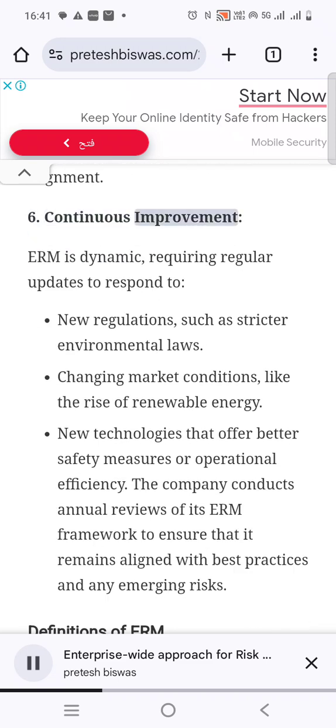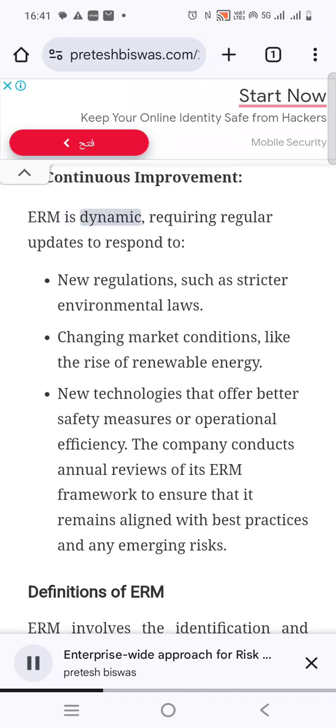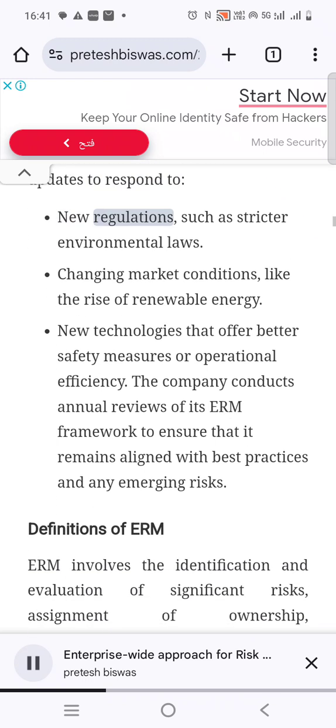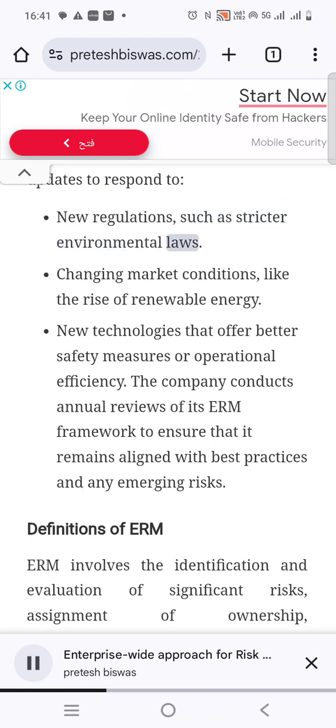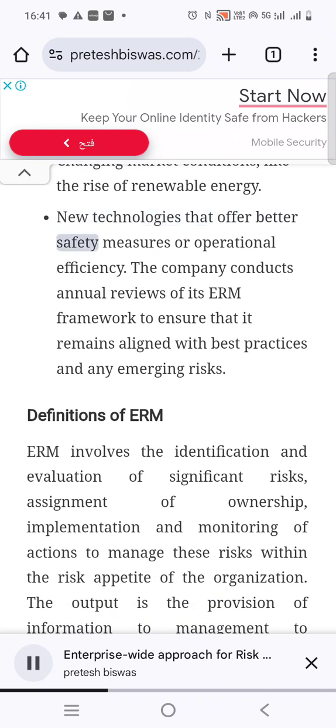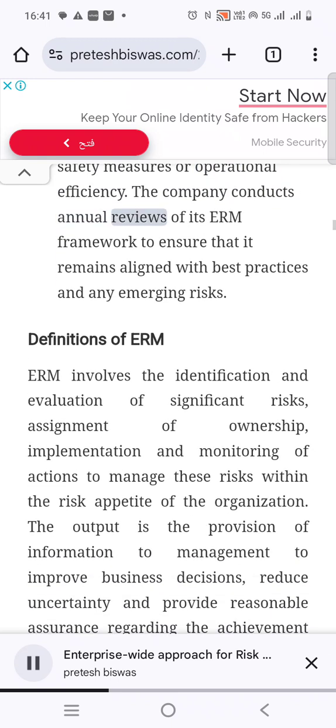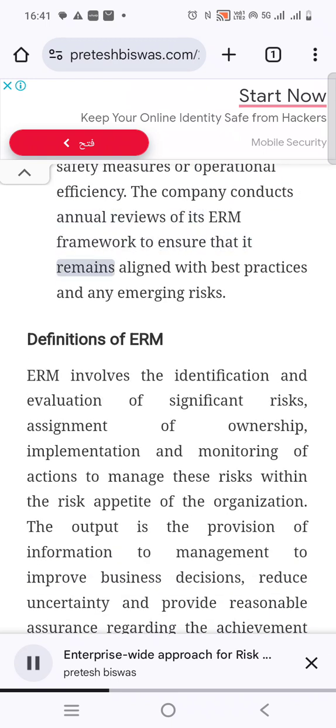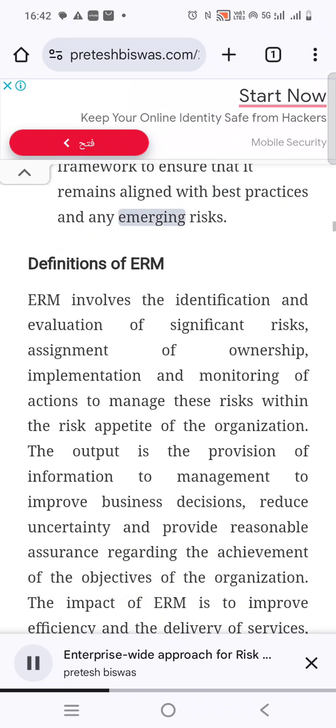6. Continuous improvement. Risk management is dynamic, requiring regular updates to respond to new regulations, such as stricter environmental laws, changing market conditions, like the rise of renewable energy, and new technologies that offer better safety measures or operational efficiency. The company conducts annual reviews of its framework to ensure that it remains aligned with best practices and any emerging risks.